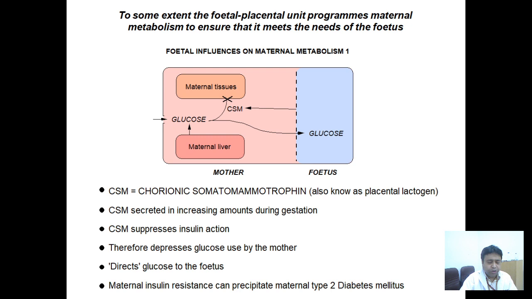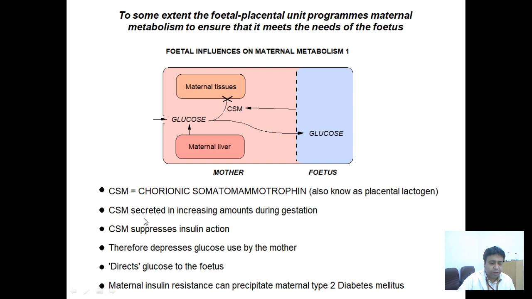Now we are going to see a couple of examples. What happens during pregnancy is that there's an increased demand for glucose by the fetus. So the fetal component alters the metabolism of the maternal components. The fetal cells, or the placental cells, or the trophoblast cells to be very precise, release a hormone that is known as placental lactogen, also known as human chorionic somatomammotropin.